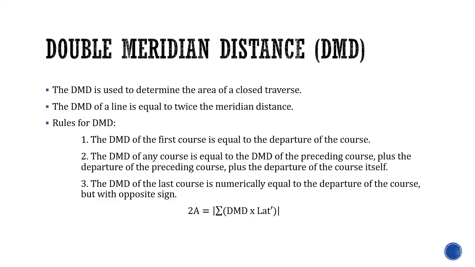Okay, and ito na, para makuha mo yung area, ganito lang yan. Double the area ay equal to the sum, or the summation of the DMD times the latitude, no. Yung value nun, pwedeng mag-negative or positive, pero ang gagawin natin, the absolute value lang natin. And tapos yun agad yung sagot. Okay, so let us try it on the sample problem.